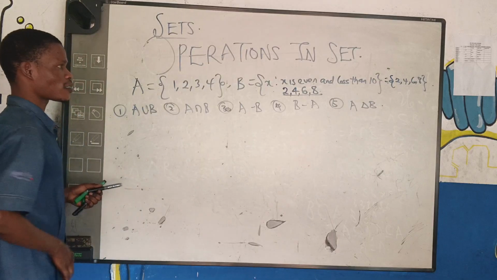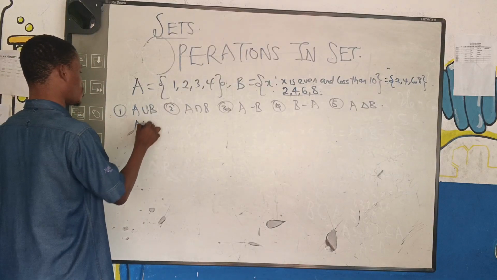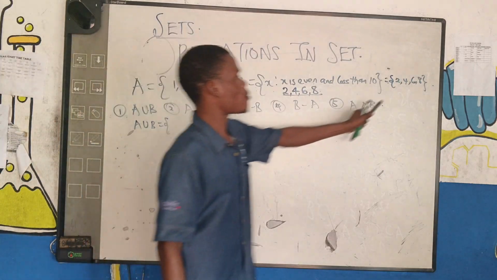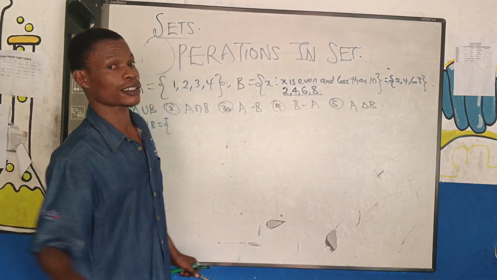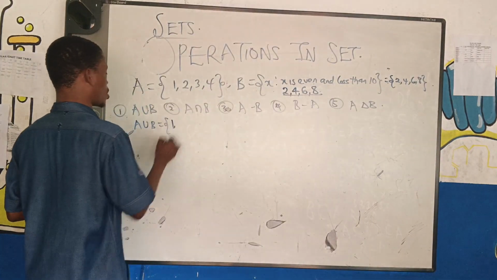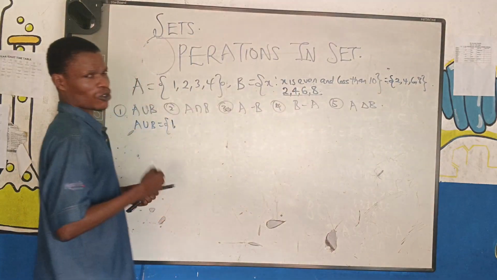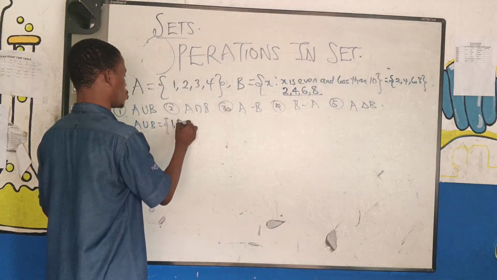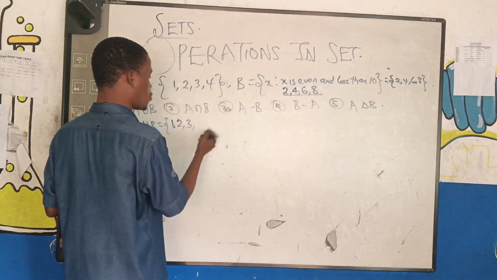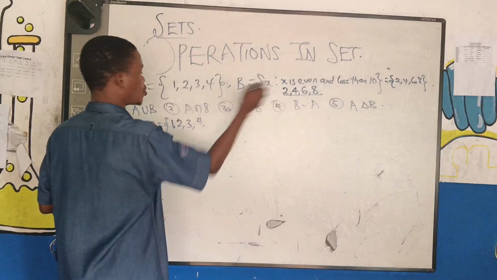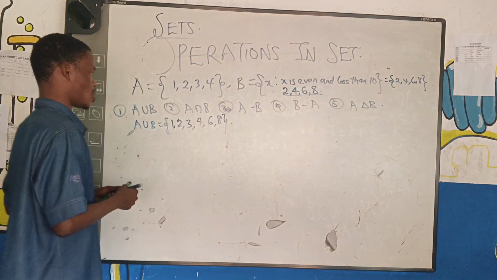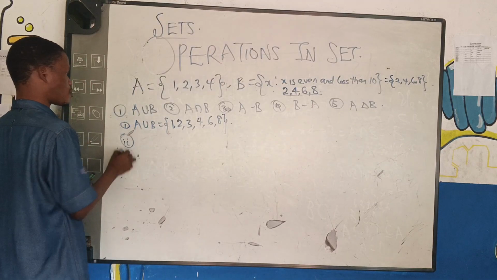And now look at it. What is A union B? Don't forget the definition: the set of elements that is either in A or in B, avoiding duplicates. So 1 is in A, not in B, but it should be in the union set. 2 is in both, so I'll pick it once. 3 is in A, not in B, so I'll write 3. 4 is in both, so I'm not duplicating 4. Then 6, 8. That's the union of the two sets.